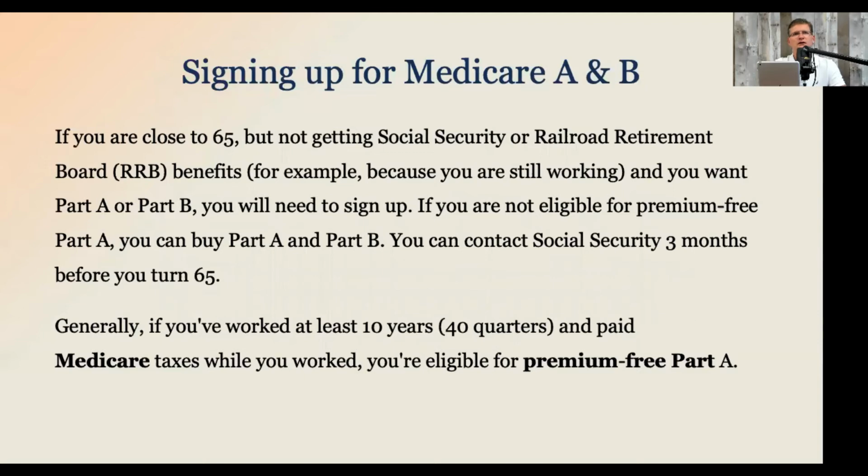If you're close to 65 but not getting Social Security or Railroad Retirement Board benefits, for example, you're still working and you want Part A or Part B, you'll need to sign up. If you're not eligible for premium-free Part A, you can buy Part A and Part B. You can contact Social Security 3 months before you turn 65. That being said, most people will get Part A at no cost. And generally, if you worked at least 10 years or 40 quarters and paid Medicare taxes while you worked, you're eligible for that premium-free Part A.